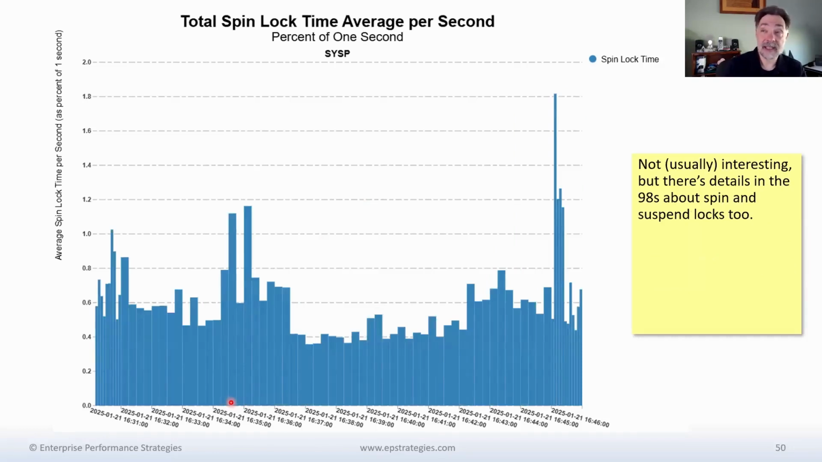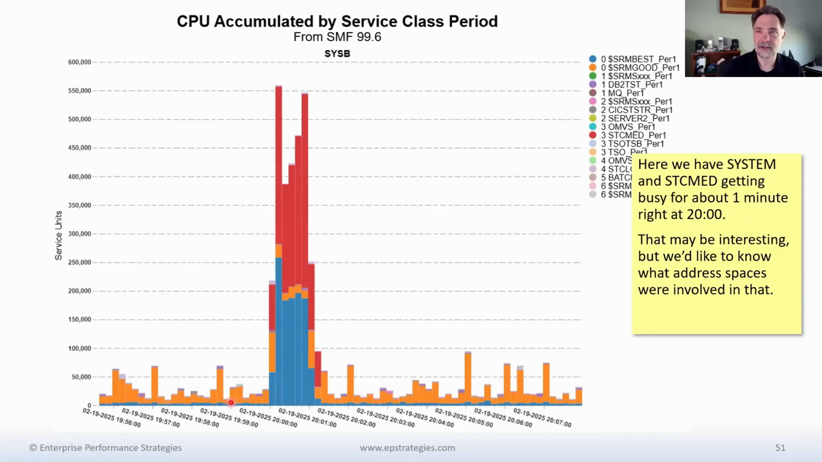This can be more of a diagnostic. This is the spin lock time, again, in the 98s. Useful information on rare occasions, right? Generally a little less useful for most of the problems that we're looking for.